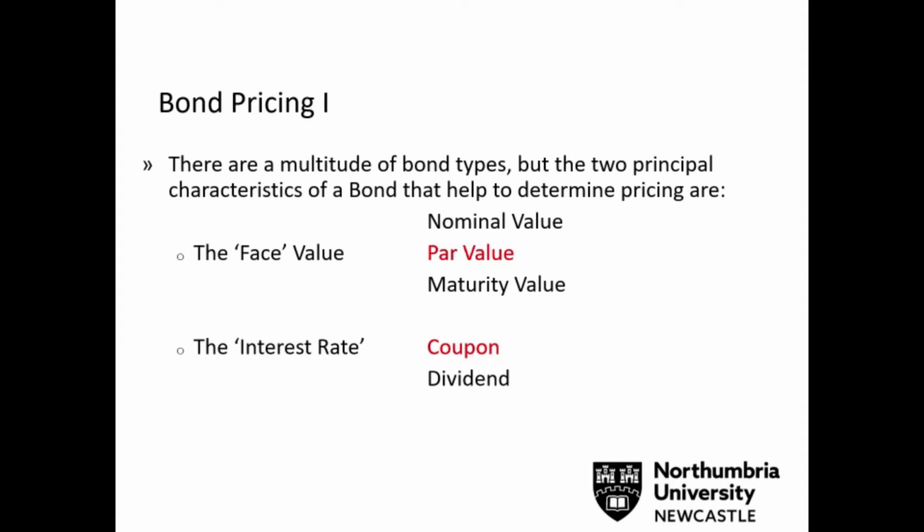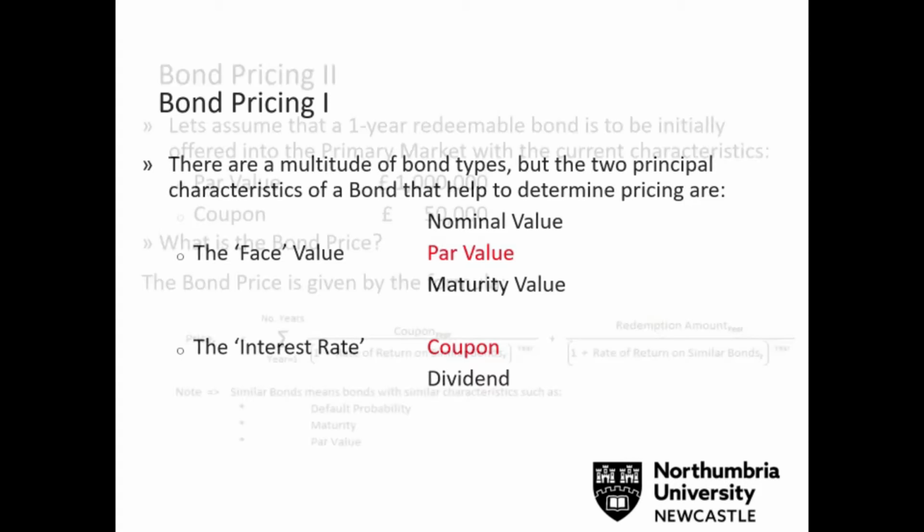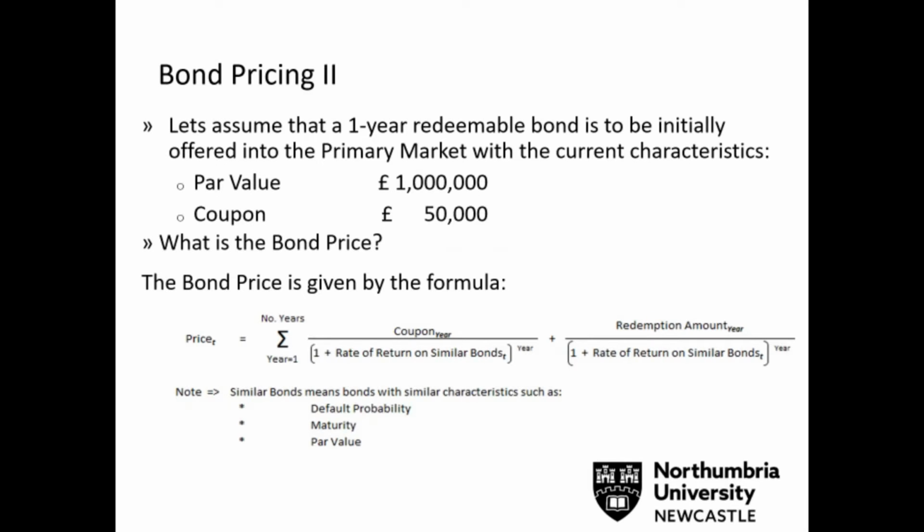Before we go through the Excel spreadsheet, let's have a look at a simple bond example with the proof. So let's assume that we have a 1-year bond. Now, as I mentioned earlier, bonds typically last longer than a year. And this bond has a par value of 1 million and a coupon of 50,000. Therefore, the coupon rate is 5%.